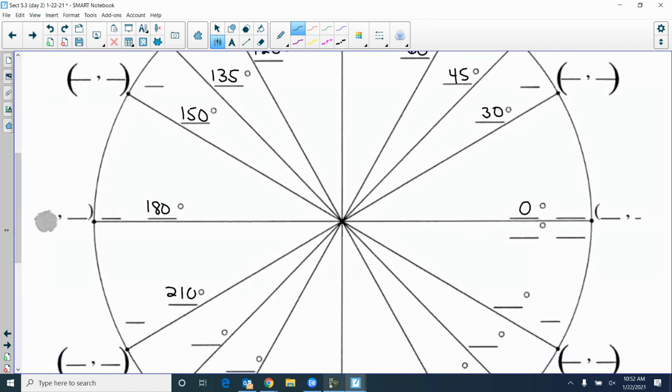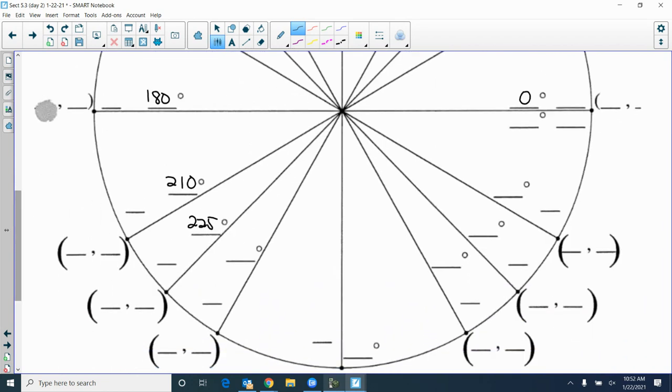210, 225, 240, 270, 300, 315, 330, and then right underneath that 0, it'll be 360. So 0 and 360 are equivalent.